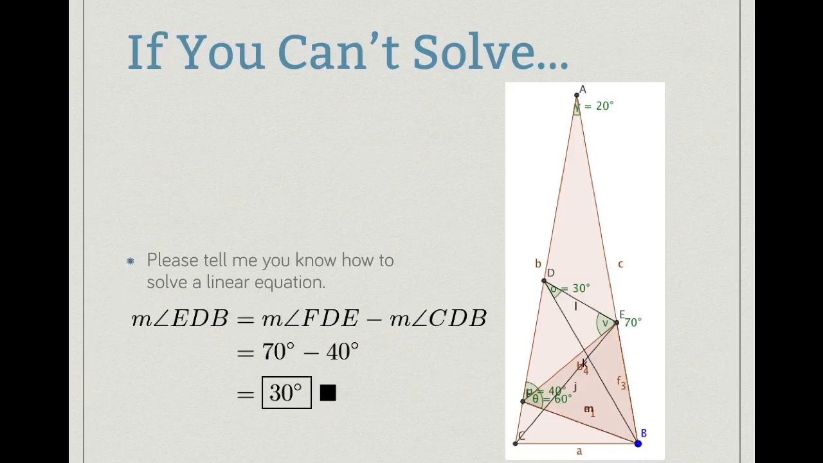Now we know that the measure of angle EDF is 70 degrees, but by the angle addition postulate, it is also the measure of angle EDB plus the measure of angle BDC. And we already know that the measure of angle CDB is 40 degrees. So we're left with a simple linear equation. So that gives us the measure of angle EDB is 30 degrees.